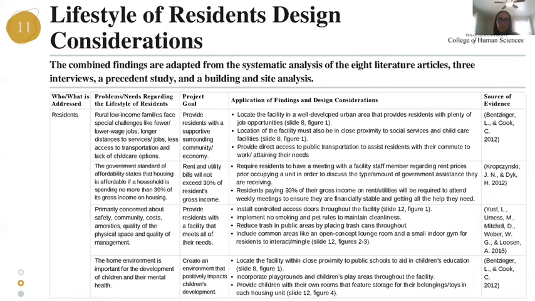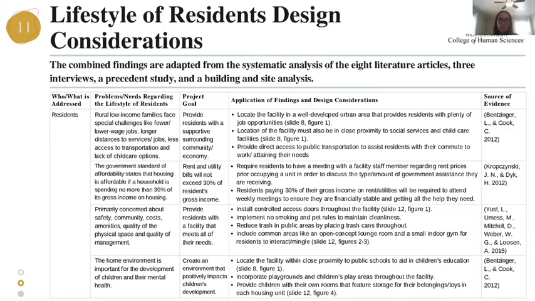The government standard of affordability states that affordable housing is spending no more than 30% of the residents' gross income on housing. In order to ensure residents are financially stable, they will be required to have meetings with the facility's employees to determine what government assistance they need and to ensure that they are getting all the help that they need. When determining where low-income individuals and families will live, they are primarily concerned with the safety, community, cost, amenities, quality of the physical space, and quality of management of a facility.